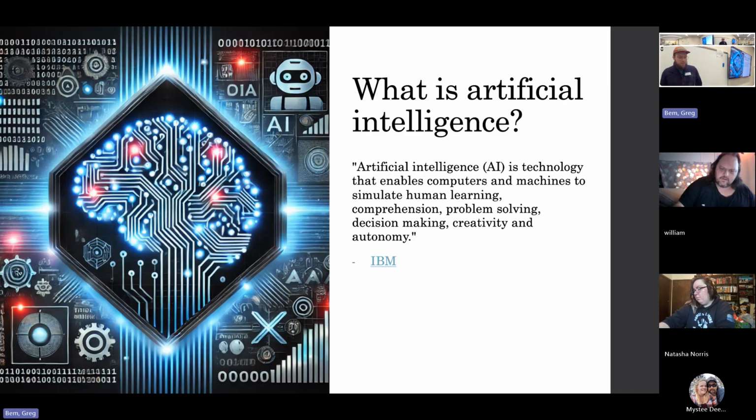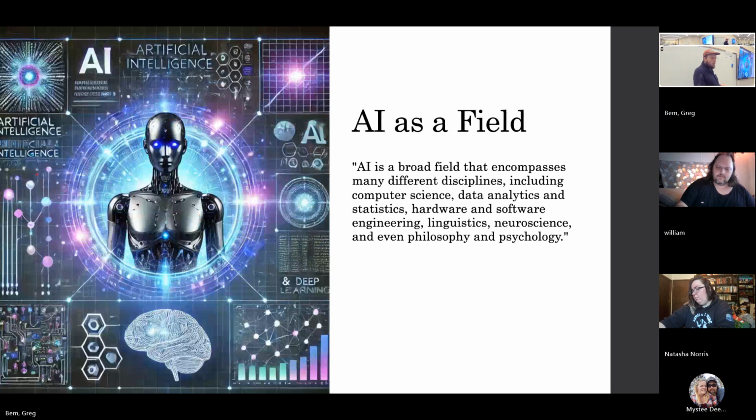That is a huge word. It's existed for decades and decades, but IBM defines it as technology that enables computers and machines to simulate human learning, comprehension, problem solving, decision making, creativity, and autonomy. All of those qualities that we often think of as very human-like, that make us capable of being human. It is technology that is simulating those qualities.